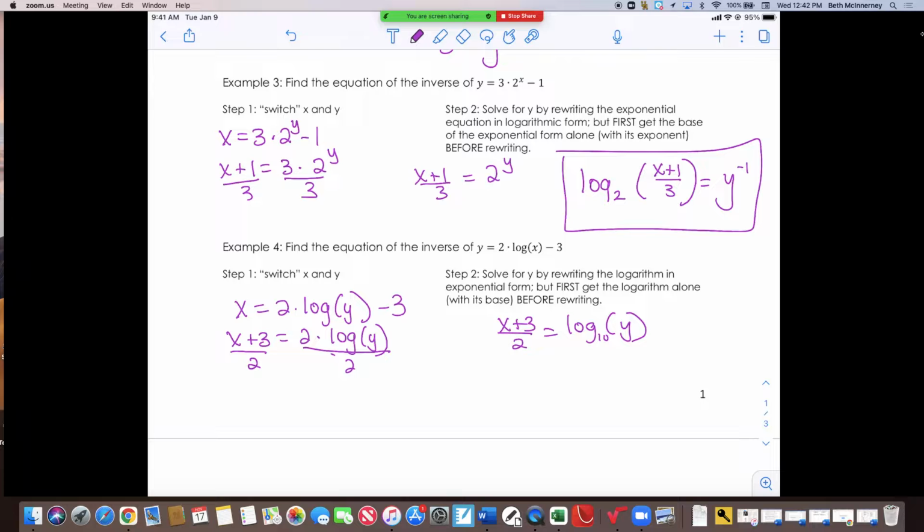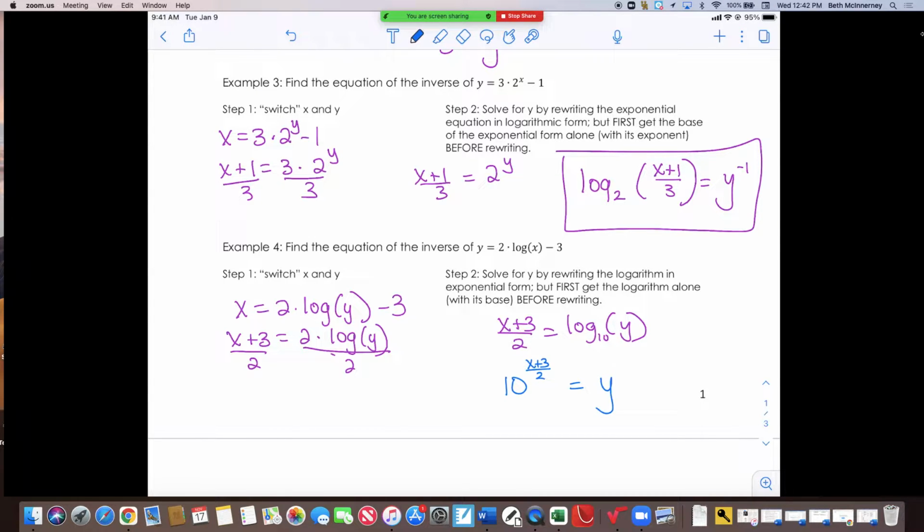So now I have my log alone, but I'm trying to get the y out. So the only way I can do that is to go from logarithmic to exponential. So my base is my base. The answer to a logarithm is the exponent. So this is super ugly. Okay, this is super ugly, but it's true.